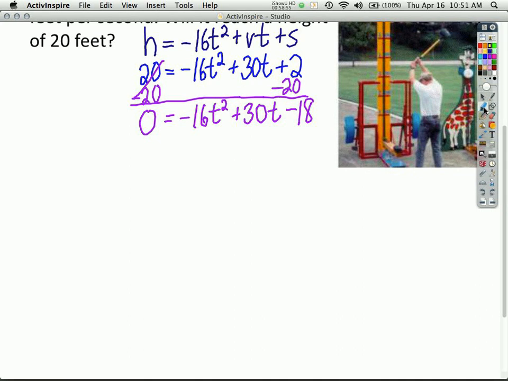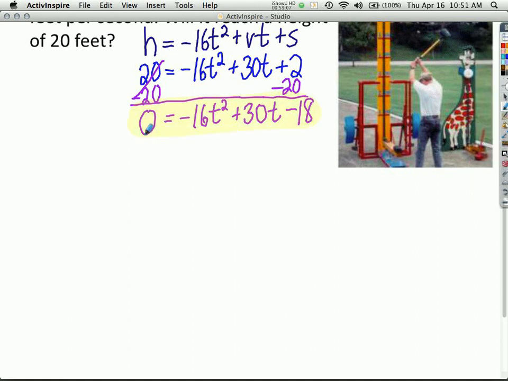So now we are trying to solve this puzzle. Will this person's metal object reach 20 feet? And we have this quadratic set up to do it. And we have a whole toolbox of tools at our disposal. What tool do you think we should try first? What tool should we try?